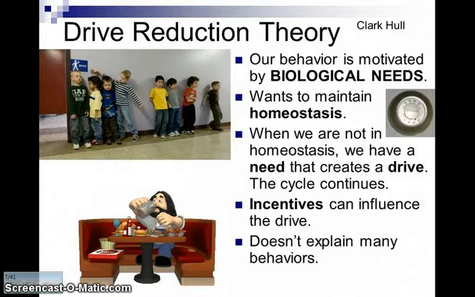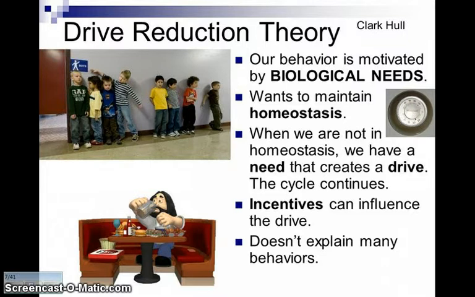Let's use food as an example. Let's say that we've gone several hours without eating. Then we start to have a biological need, a physical need for food. And the longer we go without food, the stronger that need becomes. This creates a drive, a psychological drive for us to find food. So we go out and try to find food, and eventually we find food, we eat, and that returns our body to a level of homeostasis.